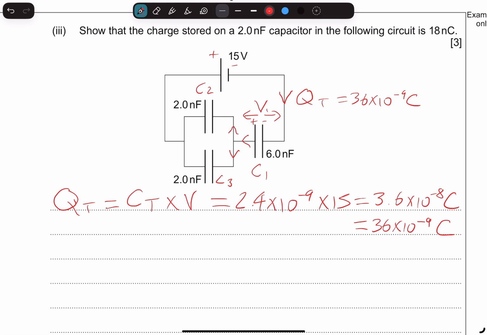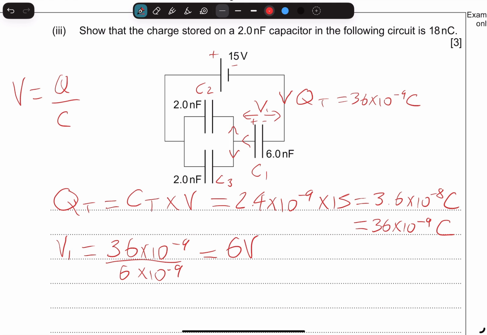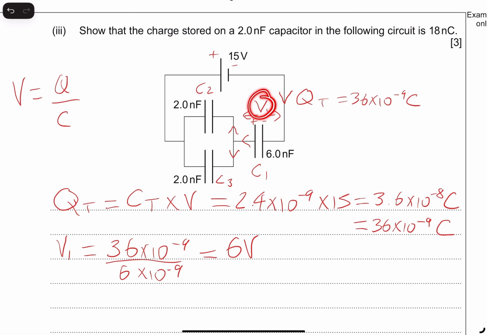We'll call this voltage V1. So V1 is going to be equal to the charge that flows onto that capacitor, which is 36 times 10 to the minus 9, divided by the capacitance, so 6 times 10 to the minus 9 there. The equation I should have said there is V equals Q over C. All right, so that gives us then 6 volts. So we now know that there's 6 volts across here.